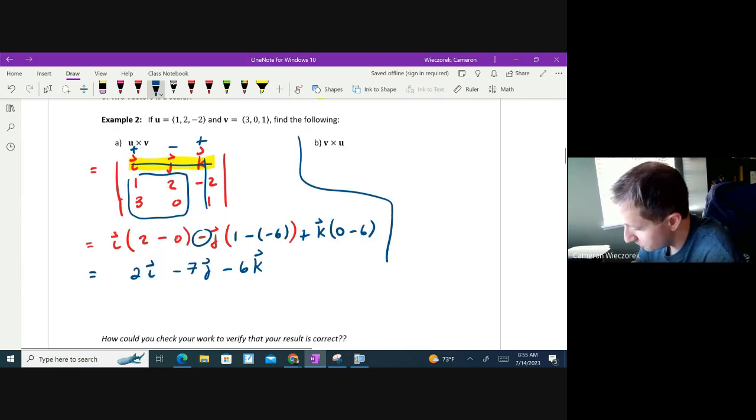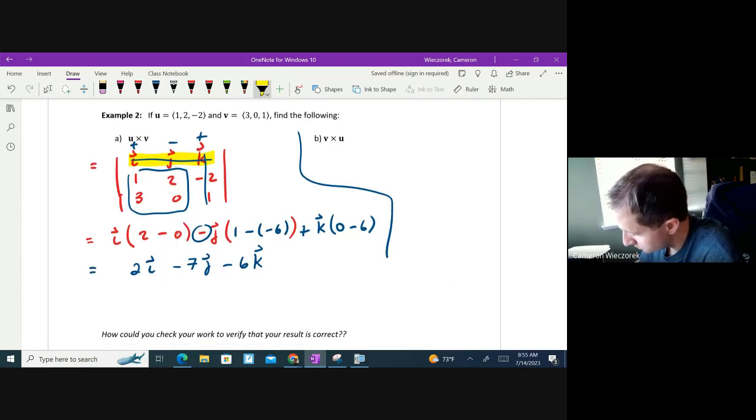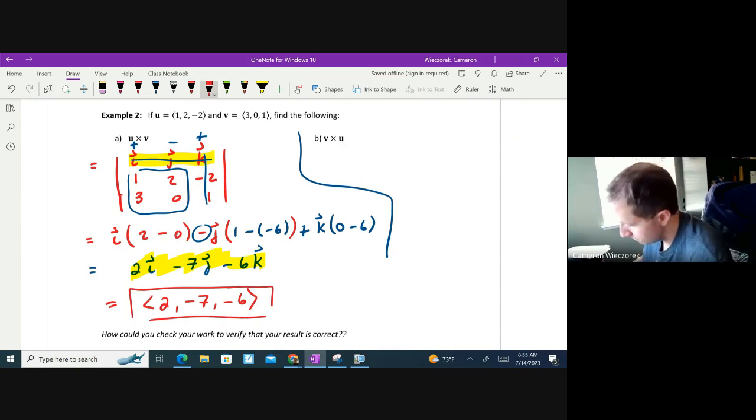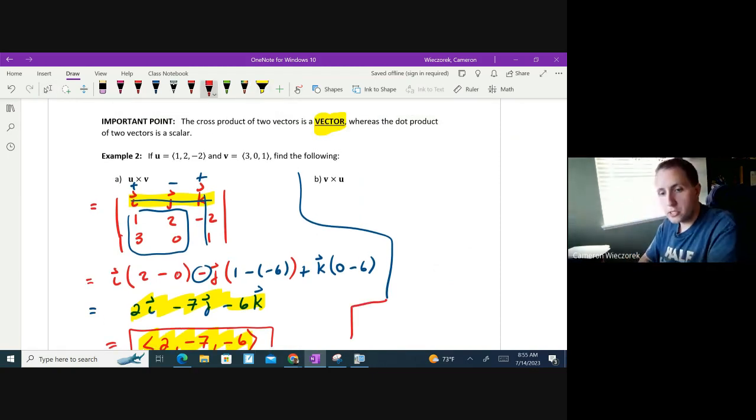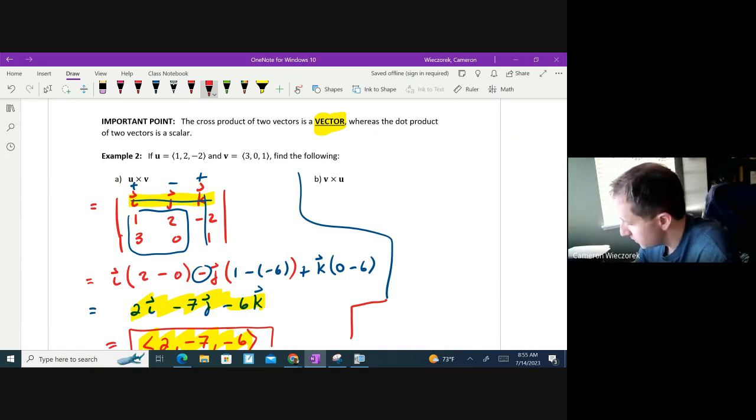You can leave it in terms of the standard basis vectors, or you can write it in component form, 2, negative 7, negative 6. So either of those would be acceptable. Now v cross u. So think for a minute, do you think it'll be the same result? If we switch the order of the two vectors, should we get the same answer? Well, let's set it up and see.